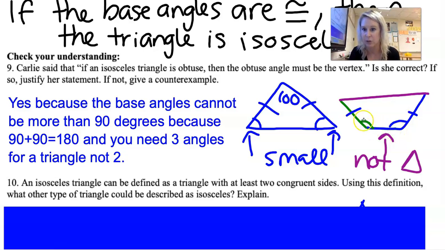It's physically impossible. Look, I tried to make an obtuse angle here and an obtuse angle here, and I did not get a triangle. So if you have an obtuse angle, it's got to be the vertex, because I cannot have two large angles.